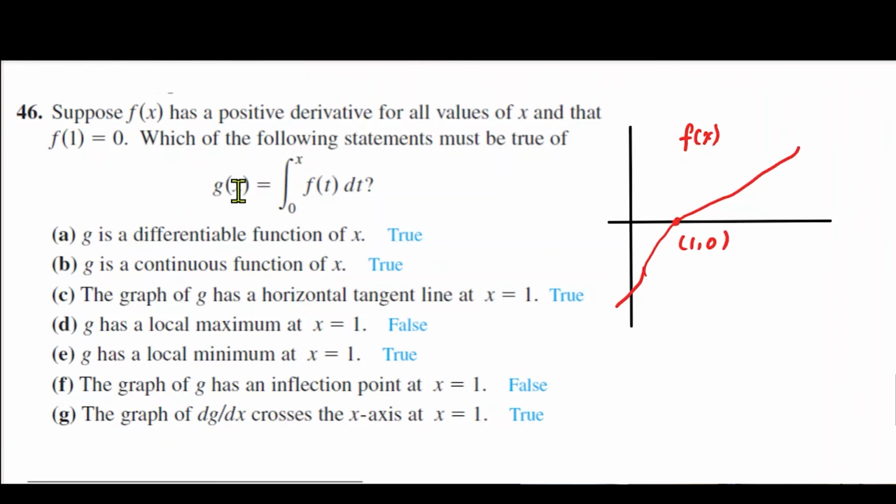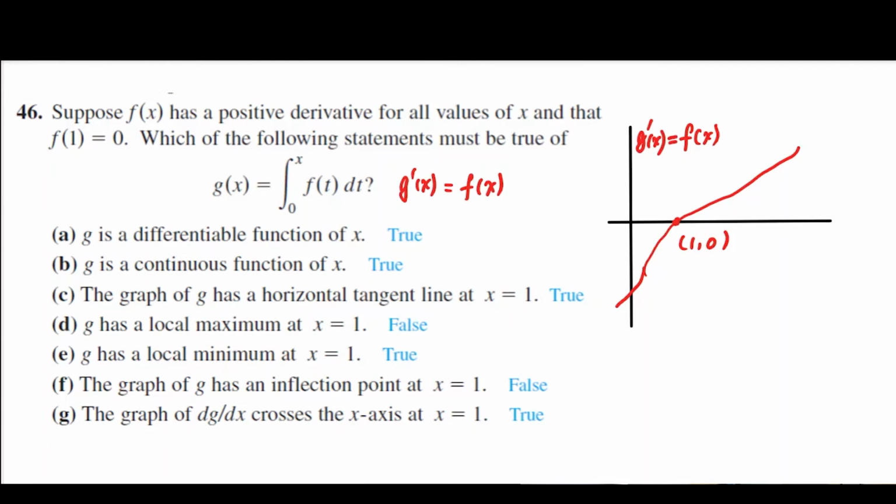Now this g of x is an integral function of f, an antiderivative with initial value 0. What's the other way of saying this? It means that g prime of x is equal to, according to the fundamental theorem, f of x, isn't it? If you take a derivative, it all cancels, and that x goes in instead of t. Good? So this f of x is also g prime of x. Good?